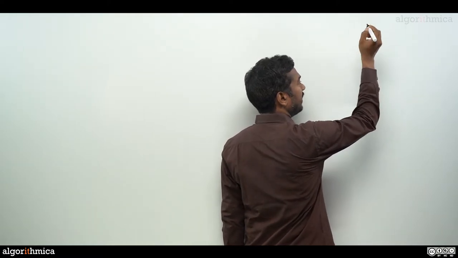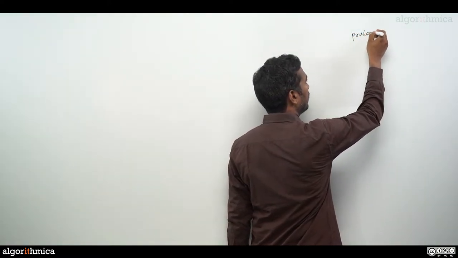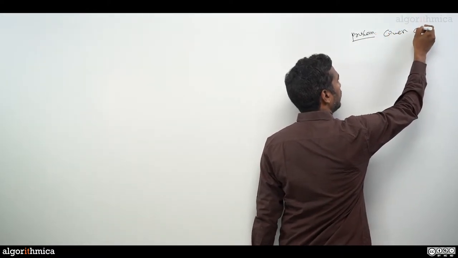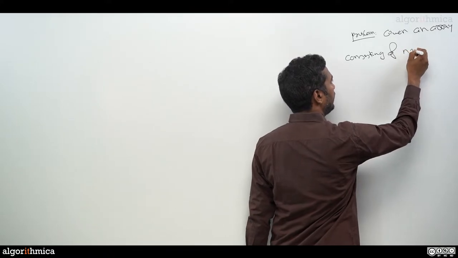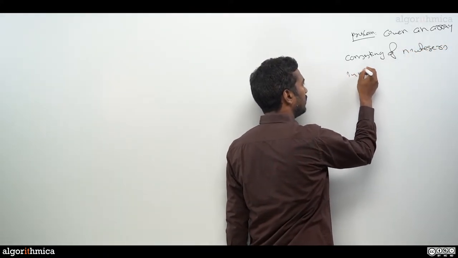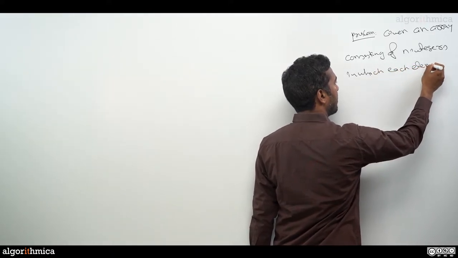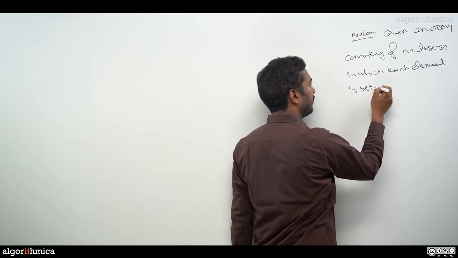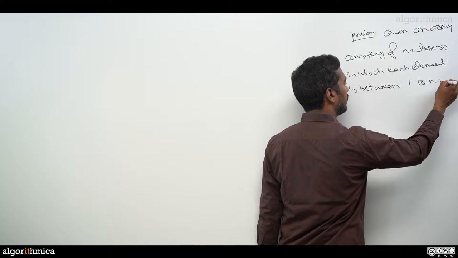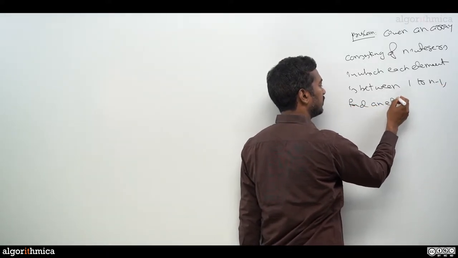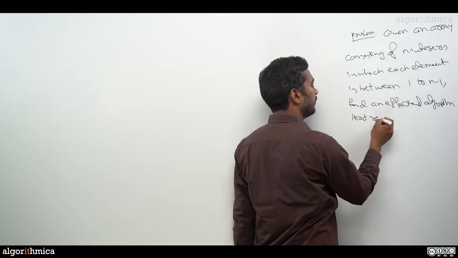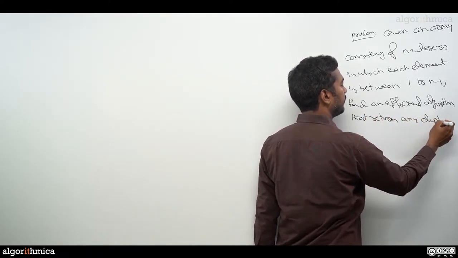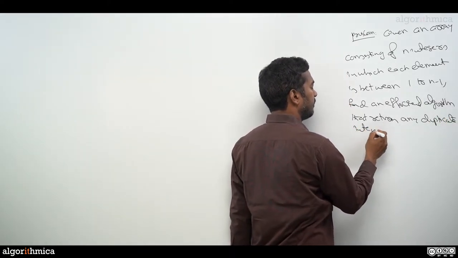So as usual, we start with one of the problems. Let me give the problem statement here. Given an array consisting of n integers, in which each element is between 1 to n minus 1, find an efficient algorithm that returns any duplicate integer that exists in the array.